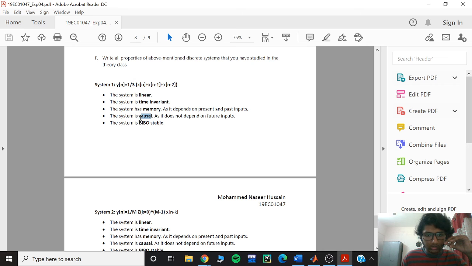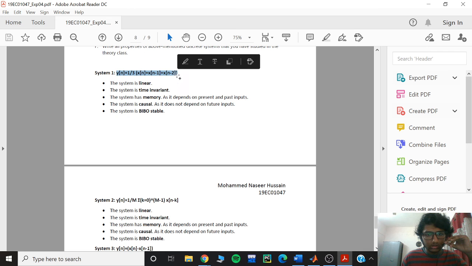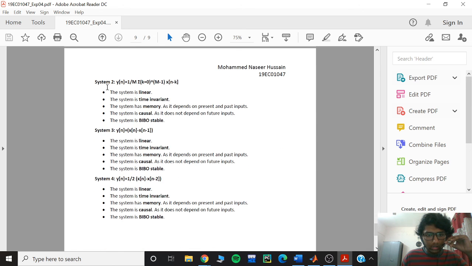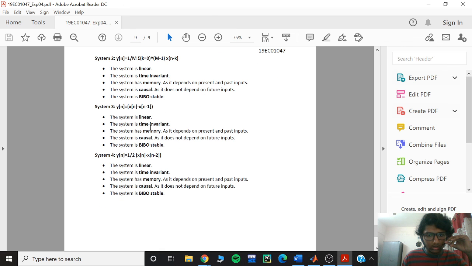We can say the system is causal because the current output only depends on current and past inputs. It does not depend on future inputs. And also we can say that the system is BIBO stable, which is bounded input bounded output stable. Similarly, system 2 is also an LTI system. It is also a memory system, a causal system, and a BIBO stable system. In a similar way, even systems 3 and 4 are LTI. They have memory, they are causal, and they are BIBO stable.